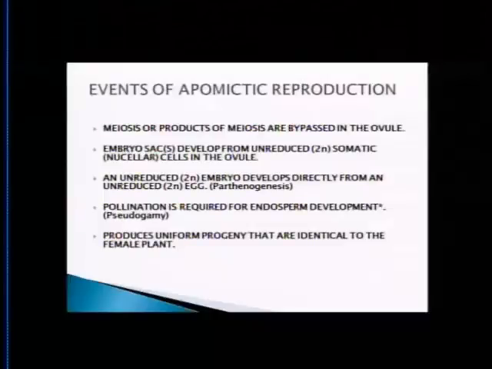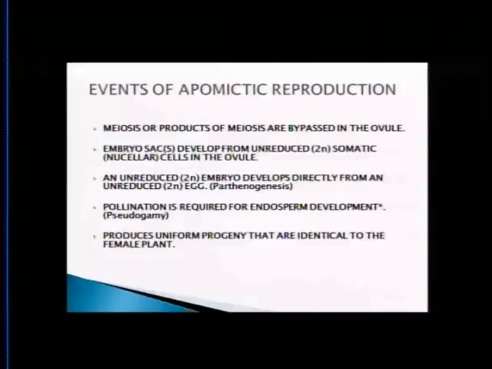Pollination is required for endosperm development. This is called pseudogamy. And this endosperm is going to be, of course, in your seed. It produces uniform progeny that are identical to the female parent. This is very, very important.